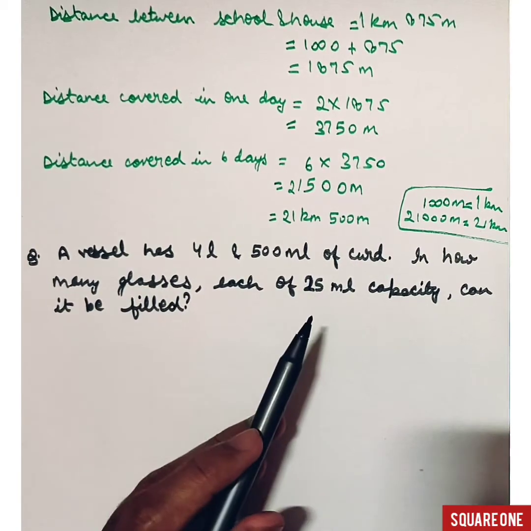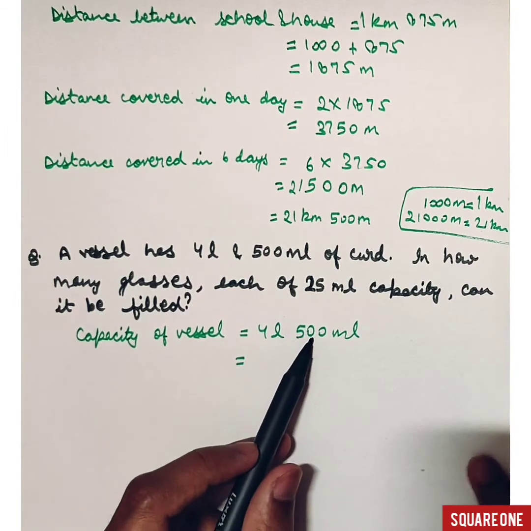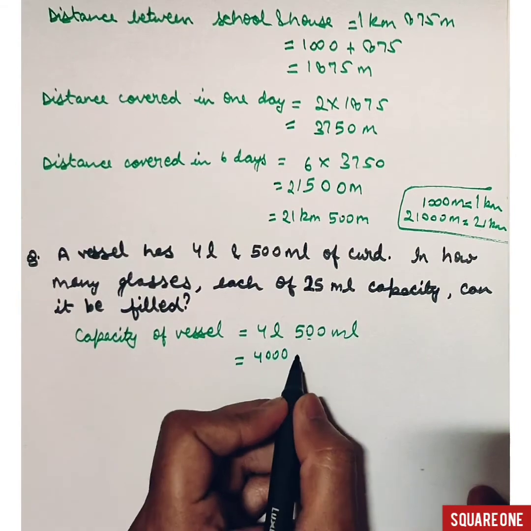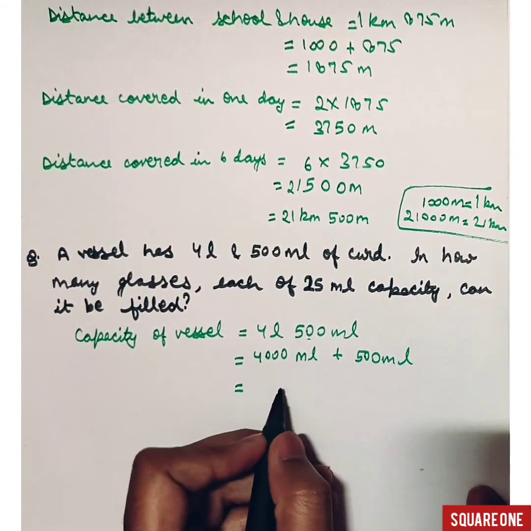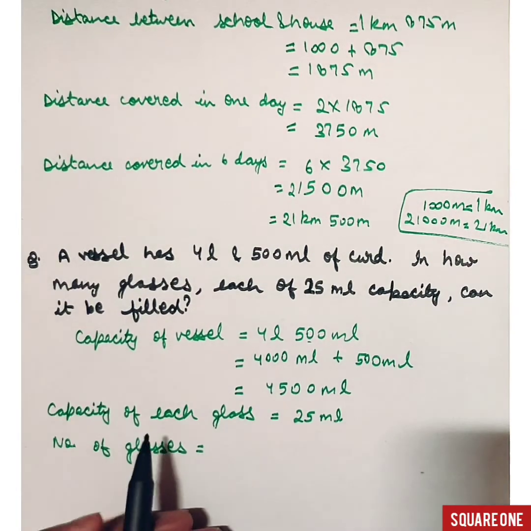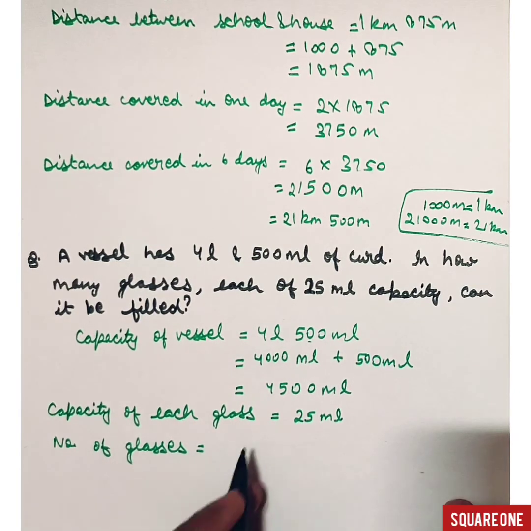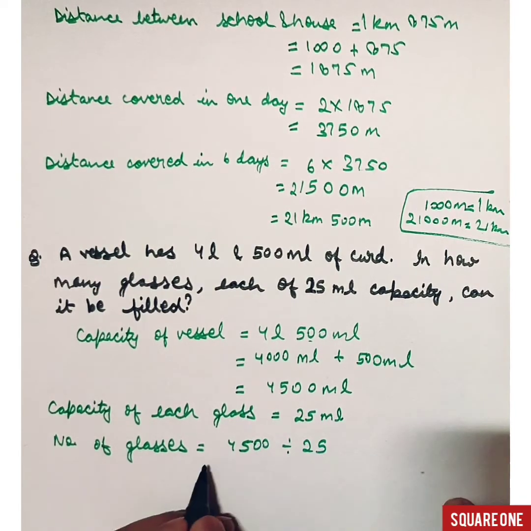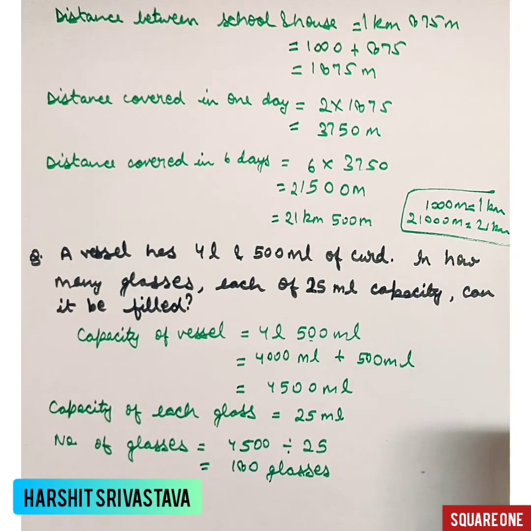Capacity of vessel is 4 liter 500 milliliter. We know that 1 liter is equal to 1000 milliliter. So 4 liter is equal to 4000 milliliter. Plus 500 milliliter, we get 4500 milliliter as the capacity of the vessel. Capacity of each glass is 25 ml. To find out the number of glasses, we divide 4500 by 25 and we get the answer as 180 glasses.